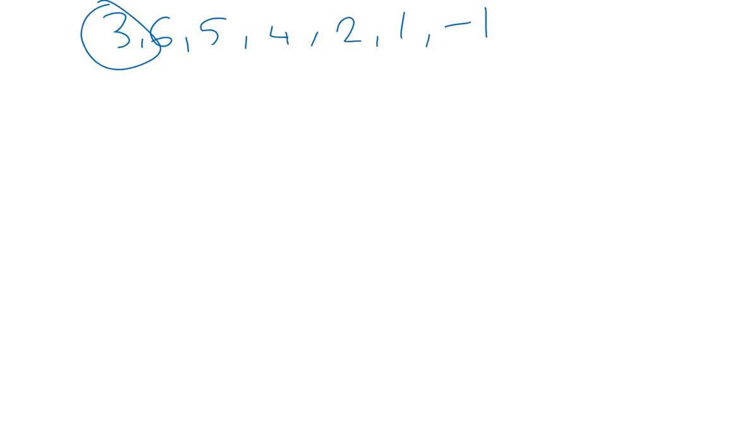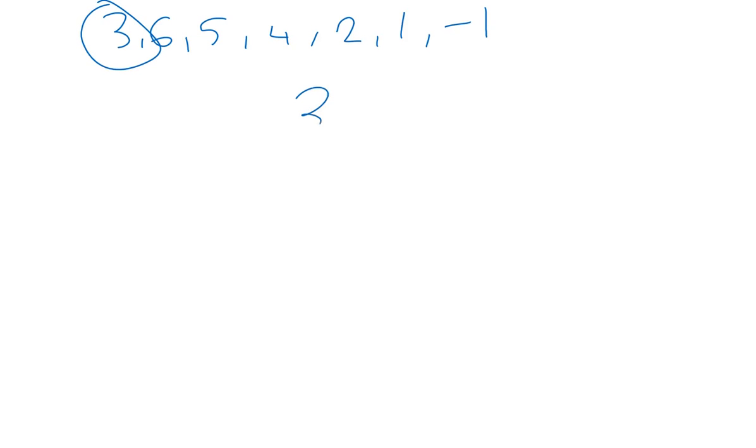Okay, so now let's look at the quicksort algorithm, running a quicksort on a sorted array. I already explained, right? So if you have this array, which is not sorted, 3, 6, 5, 4, 2, 1, and -1, and you are choosing this as a pivot.